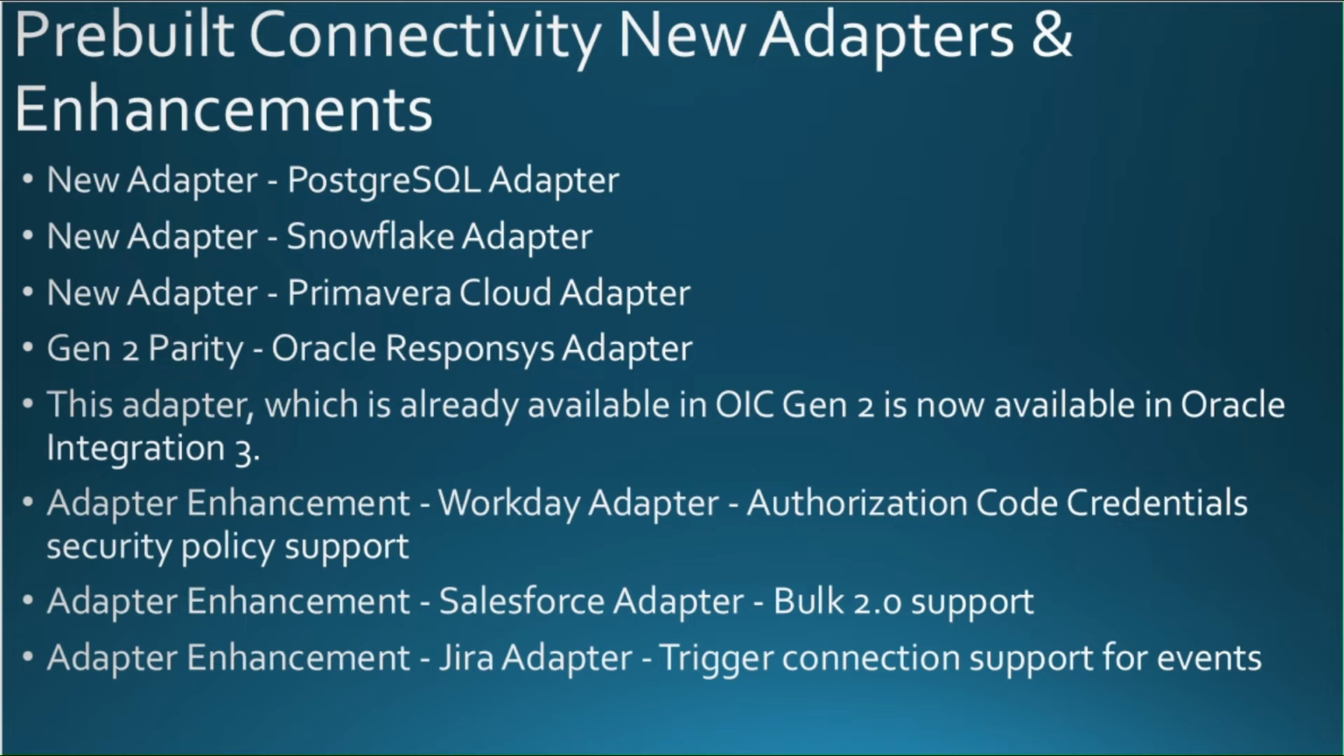So the next feature is pre-built connectivity, new adapters and announcements. In Generation 3, you can see new adapters like the PostgreSQL adapter, Snowflake adapter, Primavera Cloud adapter, and Oracle Responses adapter. And also you can see some new features in the Salesforce adapter, Jira adapter, and Workday adapter.